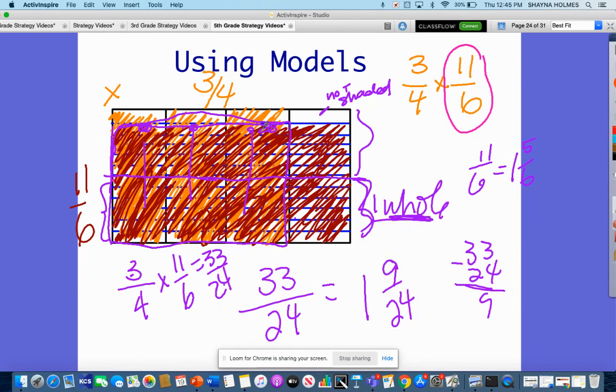So I would have 9 pieces that would be not shaded twice here. So that is the end of today's math strategy video.